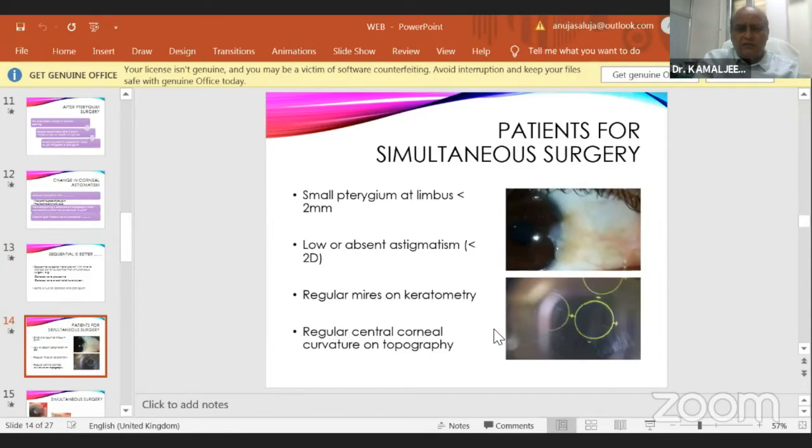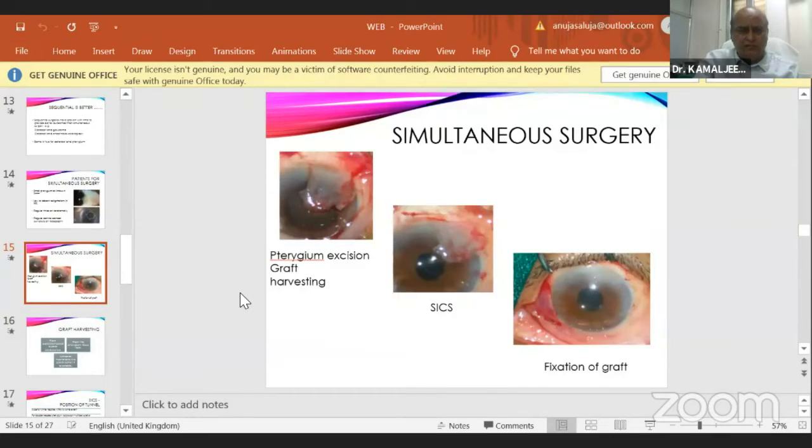Now, simultaneous surgery can be done if there is just a small pterygium, or astigmatism is not there, keratometry is equal in both the meridia, and you have to look at the regular Myers. If it is there, then you can do a simultaneous cataract and pterygium surgery. So that can be the option there. So this is how you do a pterygium surgery, and then 6 is planned here, incision is given here, and you can finally get a good result.